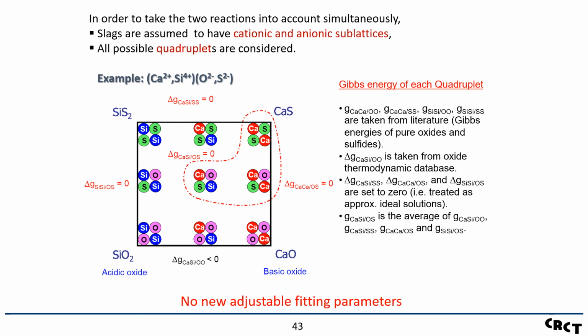We consider the Gibbs energy of the quadruplet. The Gibbs energies of these corner quadruplets, here, here, here, and here, are taken from the literature for the pure calcium oxide, silicon. This Gibbs energy for the calcium silica system is taken from the oxide database, which we've already optimized. The Gibbs energy of formation of the quadruplets along these three boundaries is considered to be 0. That is, these are treated as ideal binary solutions. And the Gibbs energy of this quaternary quadruplet is the average of the Gibbs energy of the 4 binary quadruplets.